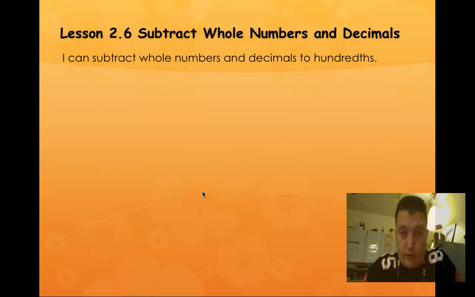Lesson 2.6, subtract whole numbers and decimals. This is take like 3,444 for me, but we're going to get it done this time. I have a good feeling about it.